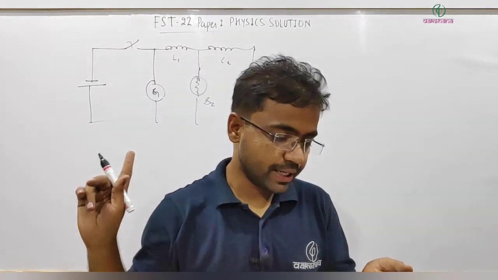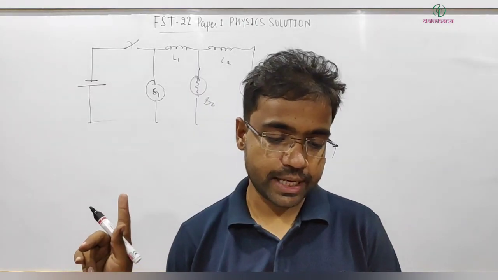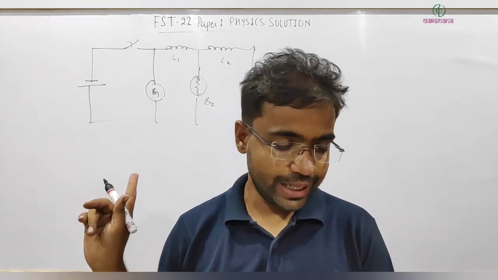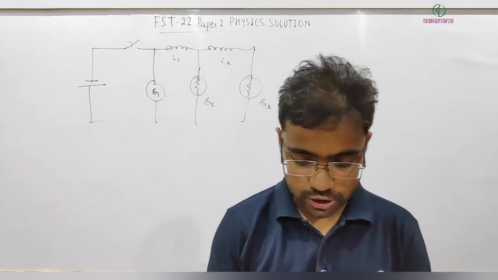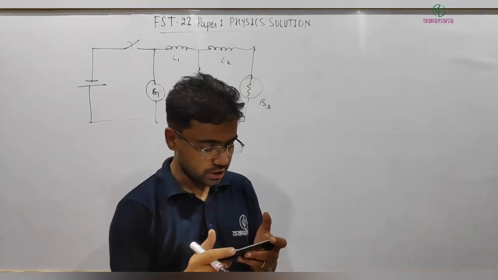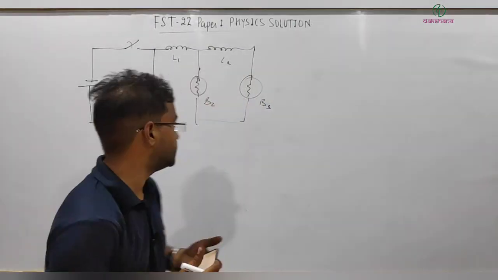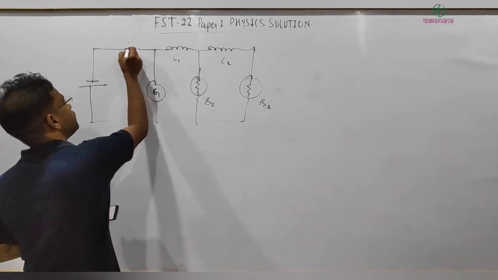So the circuit shown in the figure consists of 3 identical lamps and 2 coils connected to a direct current source. The ohmic resistance of the inductance coil is negligible. The switch is closed for a long time and then opened. So first thing is the switch is closed for a long time.